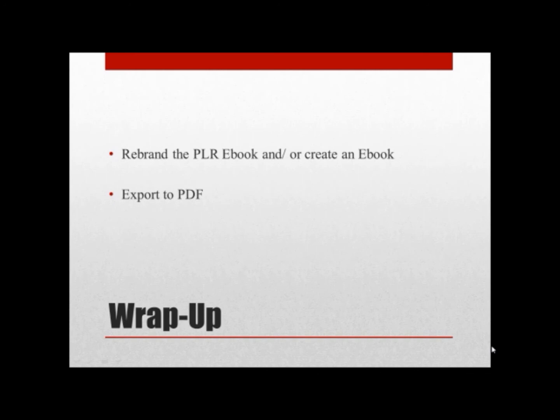All right, so that's pretty much all there is to it. All you need to do now is go ahead and rebrand your PLR product, the ebook that it needs to be. Make sure you change up the cover, the information, all the things that we went over if needed. And then once you're done finalizing the Word document or the Open Office document, all you need to do is export it to PDF. Let's just go over that process really quickly.